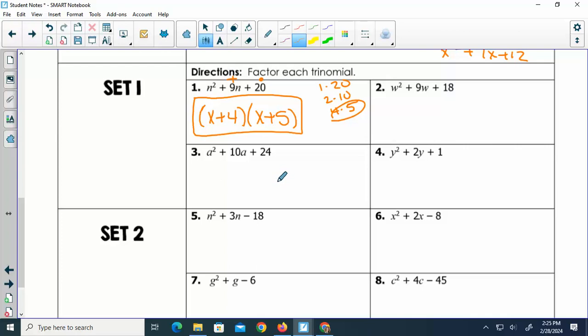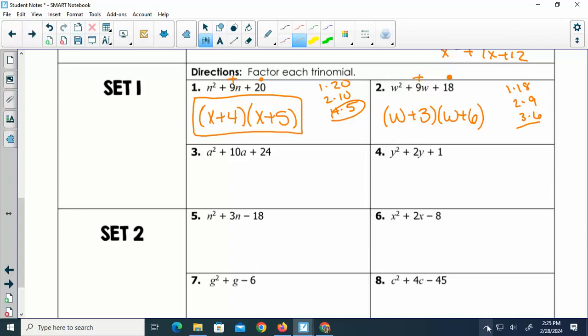Alright. If I look at number 2. They need to multiply to 18 and add to 9. So things that multiply to 18, you can do 1 times 18, 2 times 9, 3 times 6. Do any of these work? 3 times 6. So what would my parentheses be? X plus 3, x plus 6, except I switched the variable to w. So w plus 3, w plus 6.